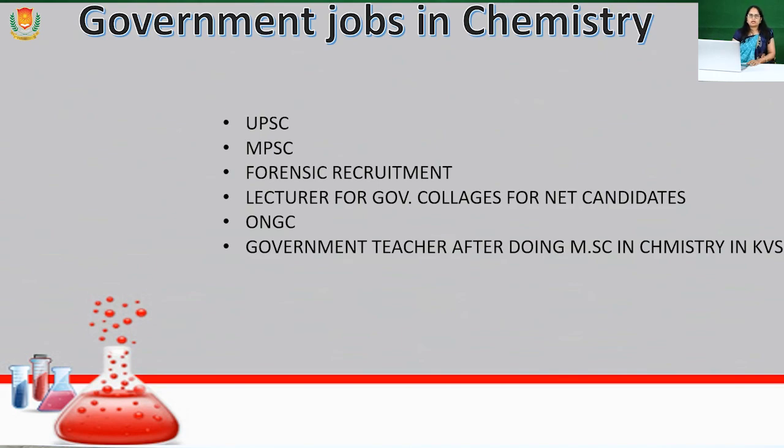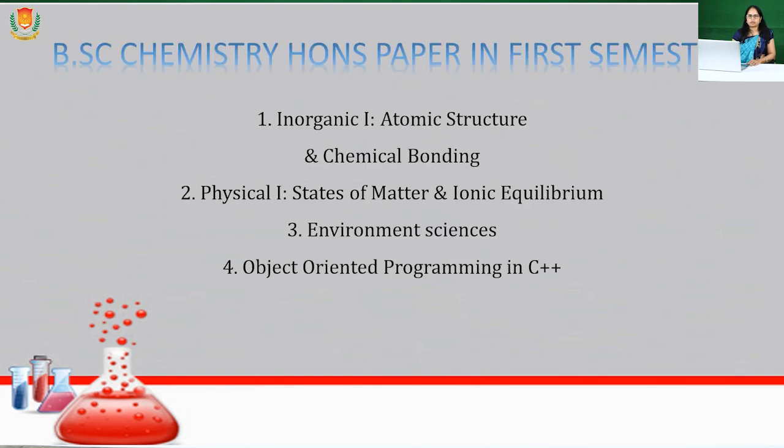Now, today we start the different papers of the chemistry honors first semester. There are two core papers. First, inorganic chemistry: atomic structure and chemical bonding. Second is physical chemistry, in which we study the states of matter. Next is environmental study, which is a skill development program. And the fourth paper is object oriented programming in C++.